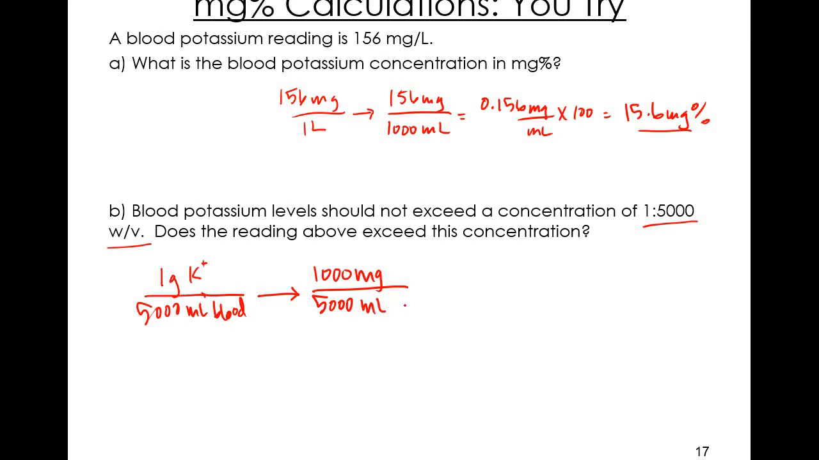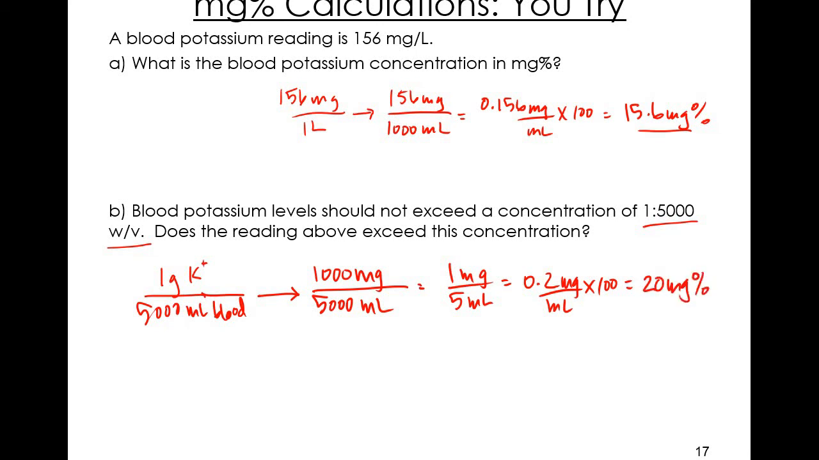Put 5,000 milliliters on the bottom, divide it all the way through, so it's 1 milligram per 5 milliliters, and then that's going to equal 0.2 milligrams per milliliter, and we can just multiply that by 100 to get the milligrams percent. So that's 20 milligrams percent.